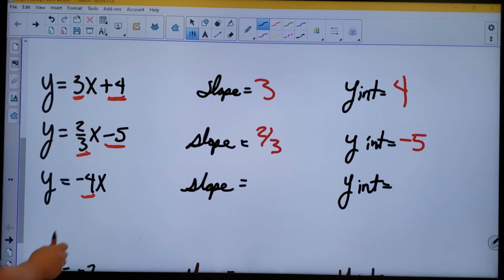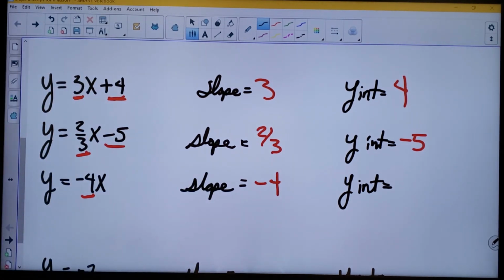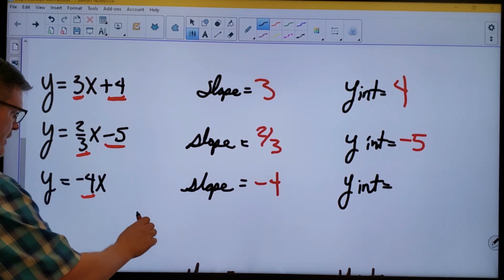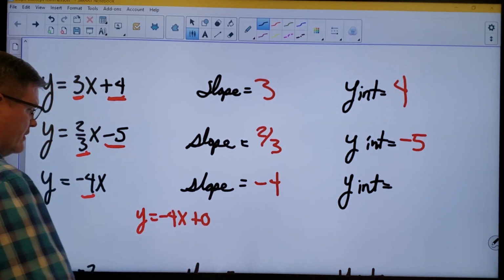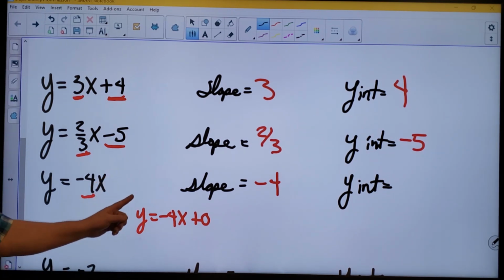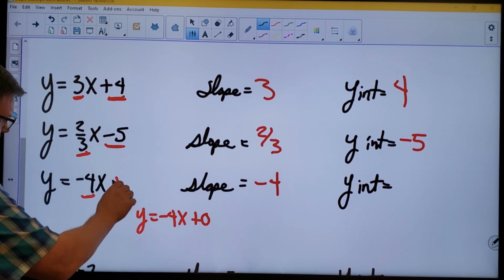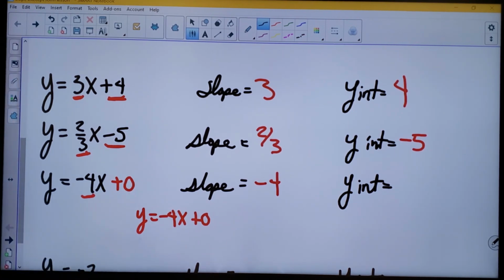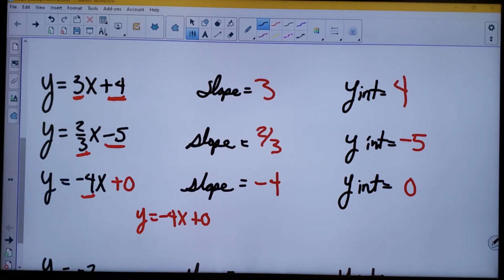Now, the number in front of the x, that's still going to be our slope. So in this case, our slope is a -4. But it's kind of difficult to identify what our y-intercept is. What I want you to do is think about this problem as if it was y equals -4x plus 0. We don't see a number out here, so the number would be 0. So in this particular situation, kind of imagine that there's a 0 there and our y-intercept would be 0.